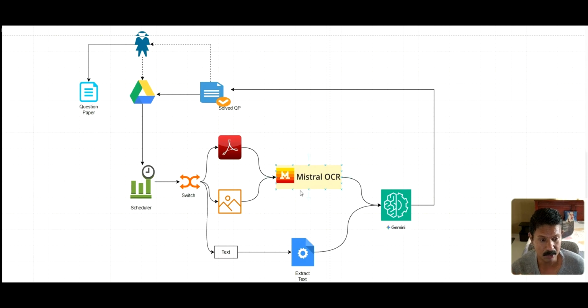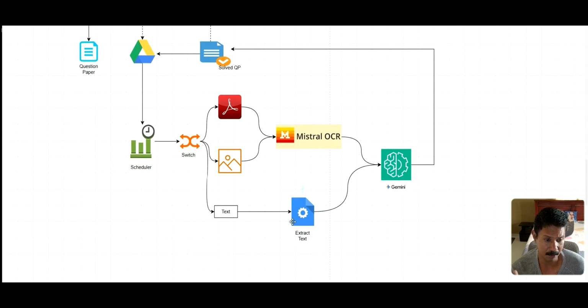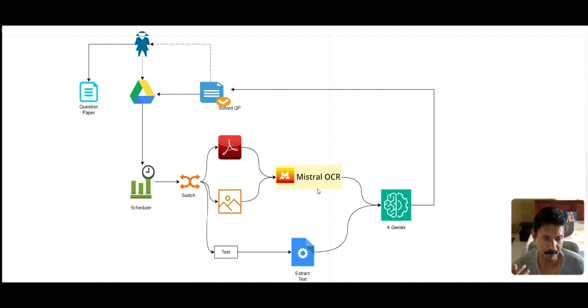You would need to set up an API key for using this, and I'll show you how to do it in a minute, right? But essentially, we would pass this information to Mistral OCR in the case of a PDF, or if it's a snap or a picture, the data would be extracted by Mistral OCR. If it's a plain text, we have an extract text option inbuilt within n8n. So that would suffice for our purposes, and we would pass it to Gemini AI.